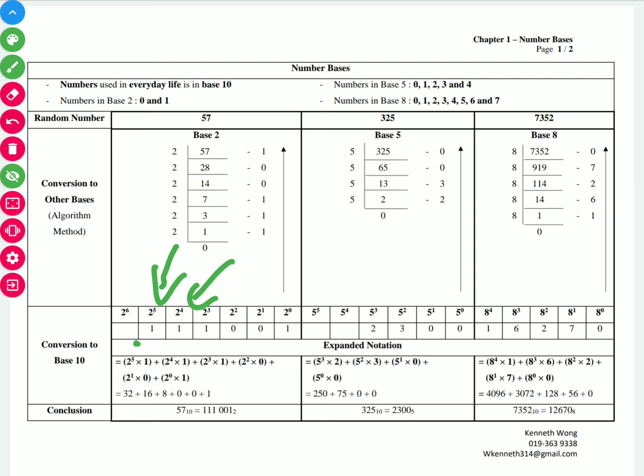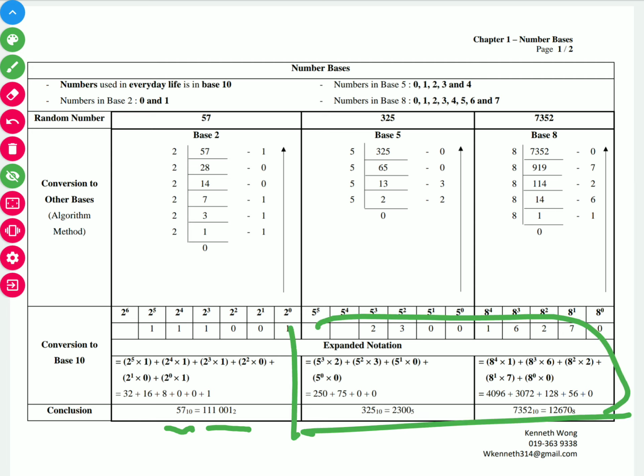So now that I've got all these numbers, I have to simplify my equation, and I will have something like this. If I add all these numbers together, no doubt I will have 57 in base 10. So my conclusion is that 57 in base 10 is equal to 111001 base 2. That works for all these other bases as well. So you're going to have to take the same logic, the same concept, and apply it to all different bases. It's not hard because it's the same thing for other bases.